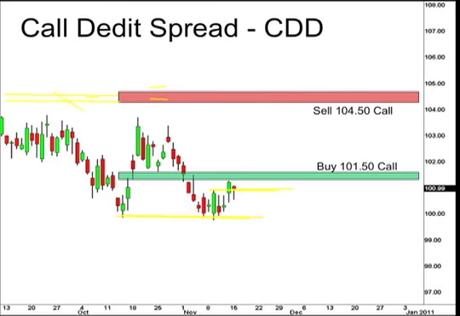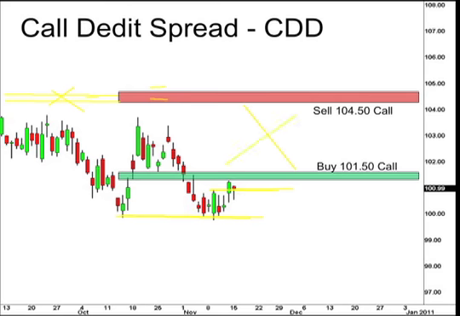Our outlook might be that we may not see a move any higher than this level. So our expectation may be, in fact, that over the next couple of months, the CDD only trades as high as 104.5. In which case, so what if we've limited profit potential beyond that? Because all we're looking to do is capture this move in between here.